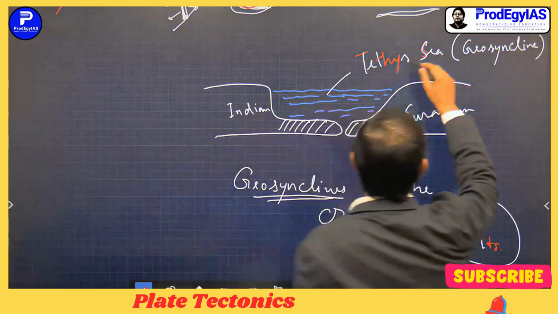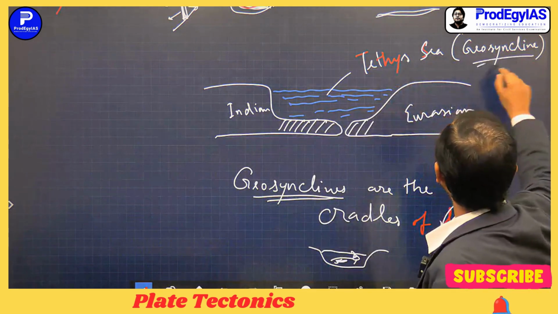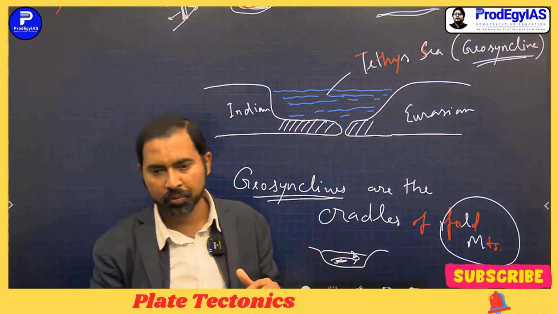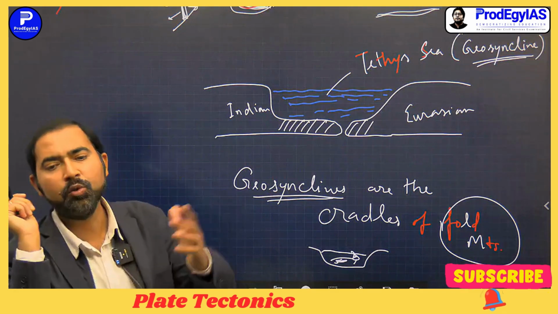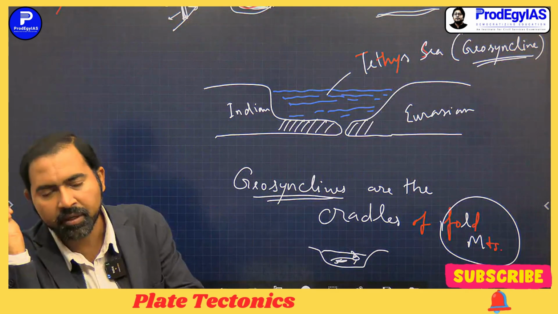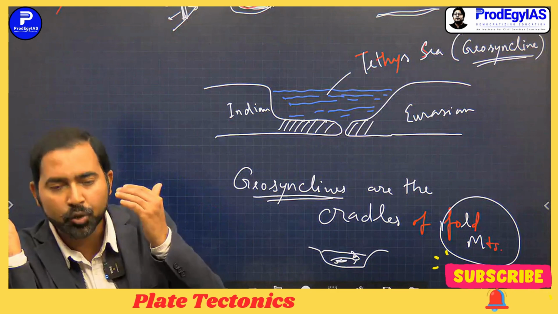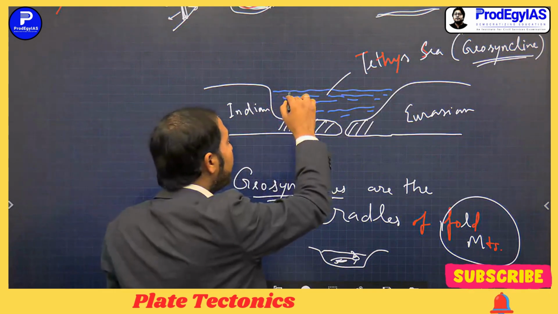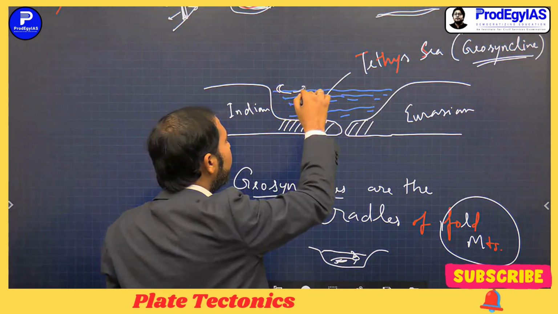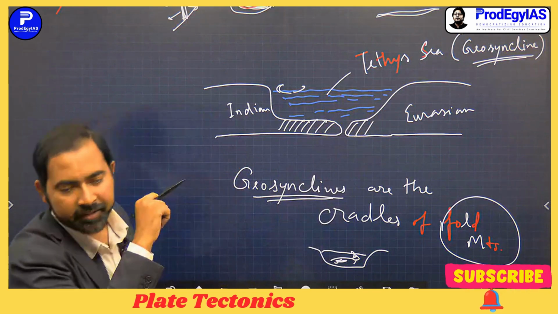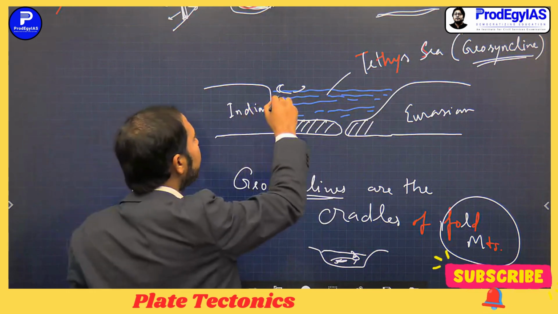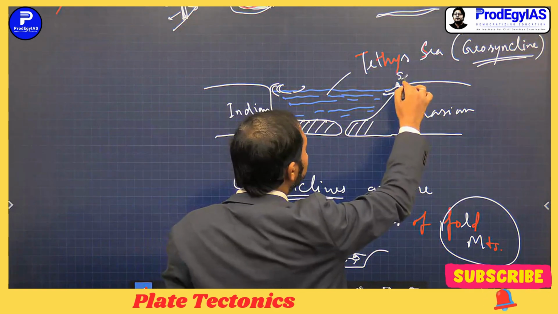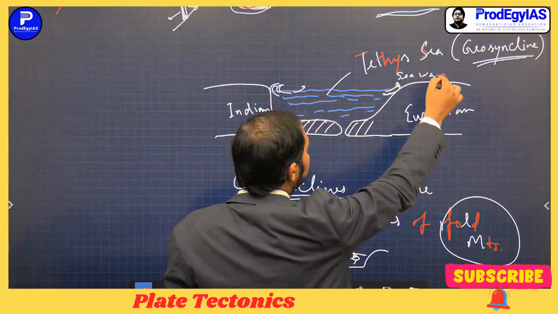Okay, so initially, what is a geosyncline? It is an elongated, shallow, and mobile zone of water. Technically, that is its definition. Why mobile? Because here the water is not like a pond. It is not stagnated. Water is always moving, mobile. And because it is moving water, there are sea waves.